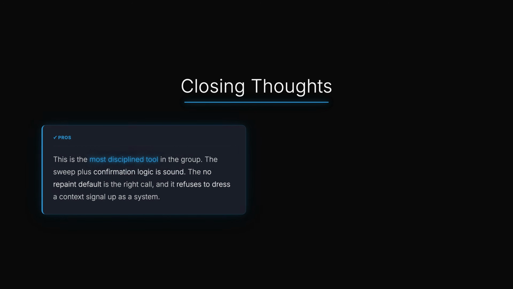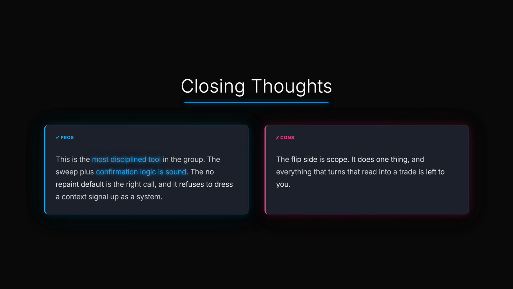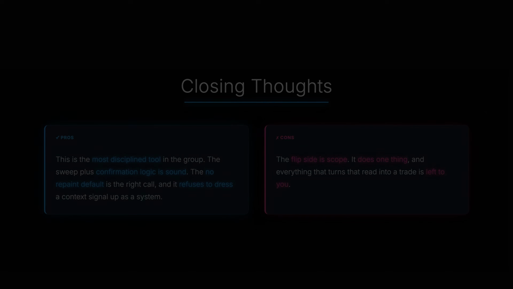This is the most disciplined tool in the group. The sweep plus confirmation logic is sound. The no repaint default is the right call, and it refuses to dress a context signal up as a system. The flip side is scope. It does one thing, and everything that turns that read into a trade is left to you.